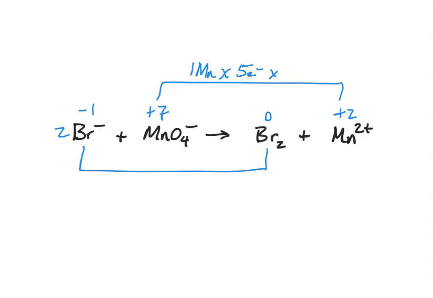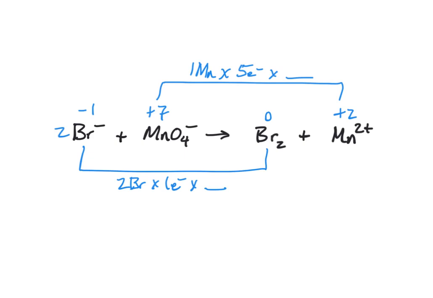And then I'm going to leave a space here because I'm going to multiply that 1 times 5 by a multiplier such that my electrons coming and going in the oxidation and reduction will be the same. So I do a similar kind of calculation here for the bromine. The bromine goes from -1 to 0, so that is 2 bromine atoms, and I am exchanging 1 electron each, right? So it goes from -1 to 0, so I'm exchanging 1 electron, and then this is going to need to be multiplied by an appropriate multiplier.